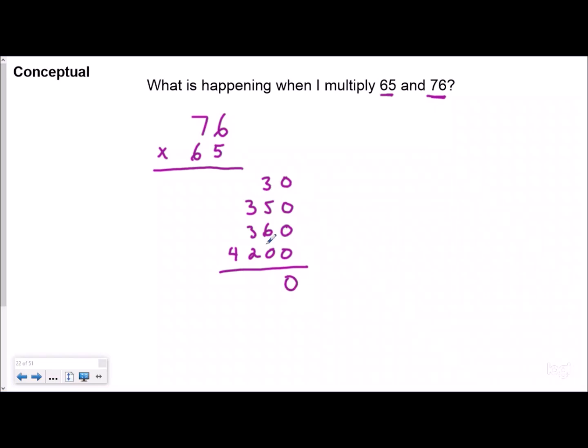And so that'd be 8 plus 6, which is 14. I'm going to regroup my 1. 1 plus 3 is 4, plus 3 is 7, plus 2 is 9, and then I have my 4 in the thousands place. So my answer is 4,940. So conceptually what's happening is we're using our digits in the place value knowledge to multiply these together.